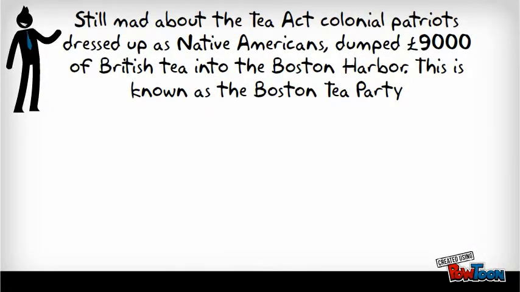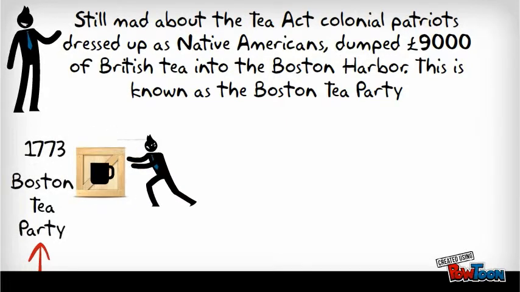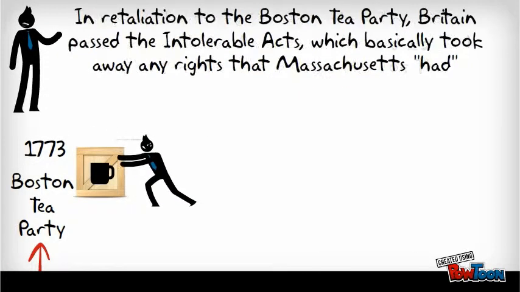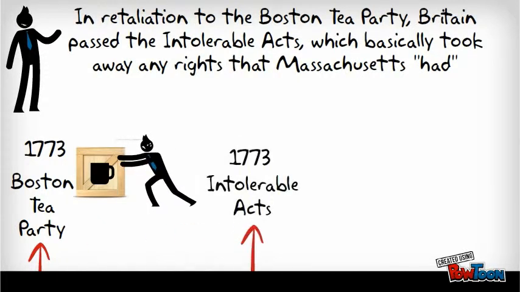Still mad about the Tea Act, colonial patriots dressed up as Native Americans and dumped $9,000 of British tea into the Boston Harbor. This is known as the Boston Tea Party. In retaliation to the Boston Tea Party, Britain passed the Ottawa Act, which basically took away any rights that Massachusetts had.